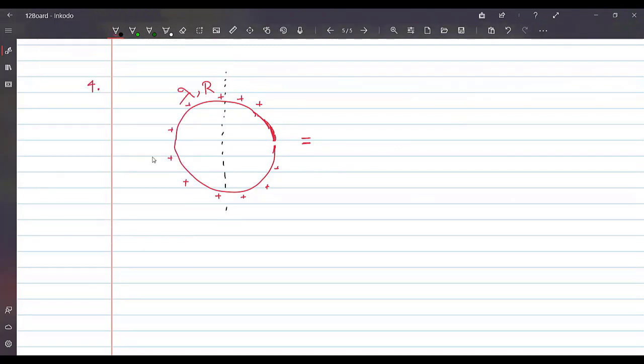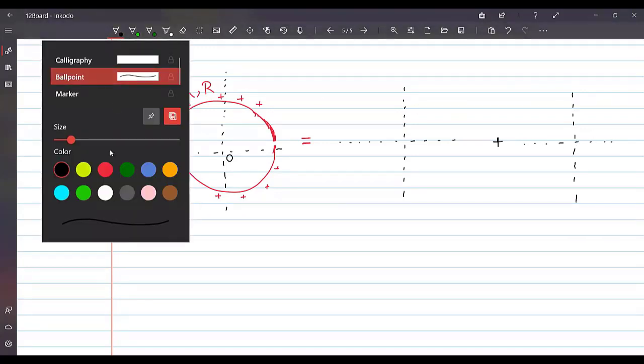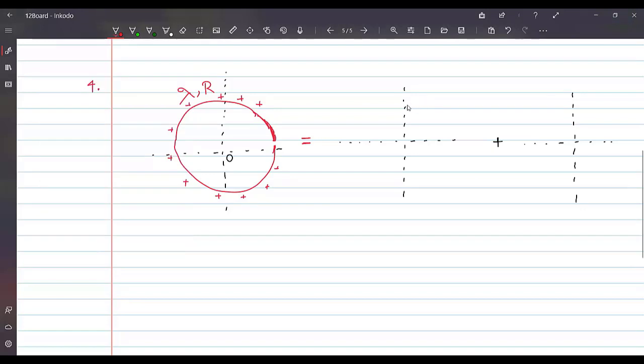Think of it like this. If this is my origin, I will find this ring as a sum of two rings. This is the first ring and this is the second ring. In the first ring, I will have a full ring without any cutout section. There's a cutout section. Let us say the cutout section has length dl.